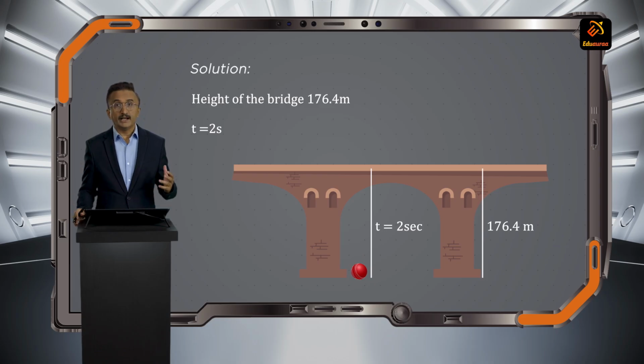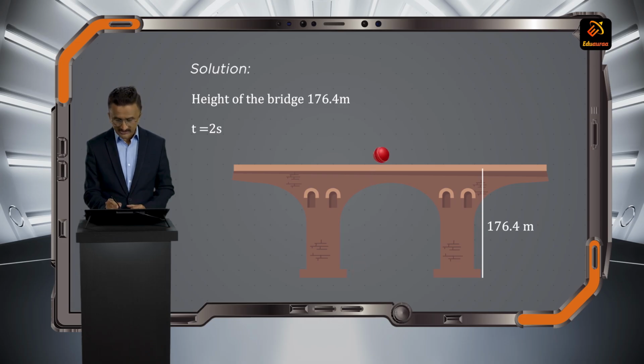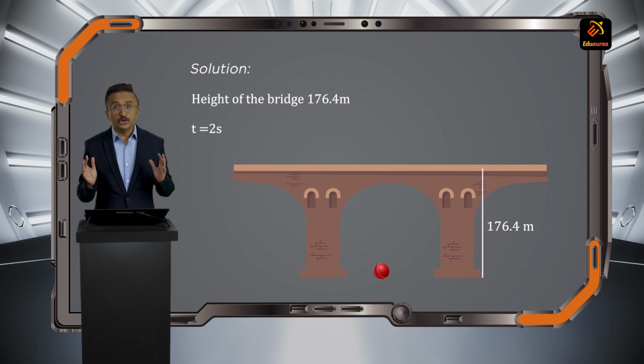So now we can find out the second case. What is the second case? The second ball is thrown from here with some initial velocity, and this ball is going to strike the surface, and it should strike the surface at the same time. Okay, and it is thrown after 2 seconds. So first I would like to calculate the time taken by the first ball to travel the height of the bridge, which is a case of free fall.